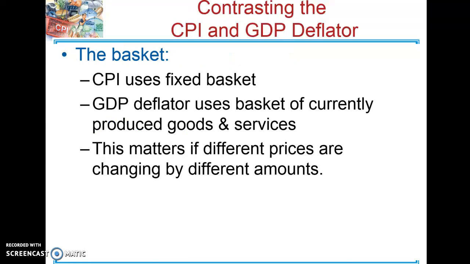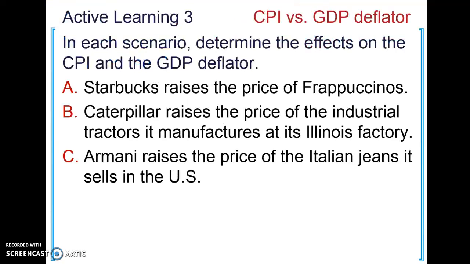The CPI uses a fixed basket of goods, and the GDP deflator uses a basket of currently produced goods and services. This matters if different prices are changing by different amounts. So for this active learning, I'd like you to consider each scenario and determine the effects on the CPI and the GDP deflator.